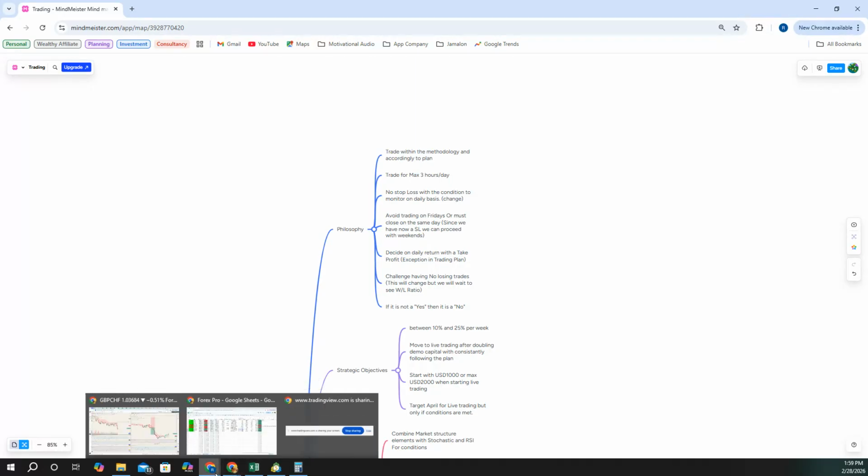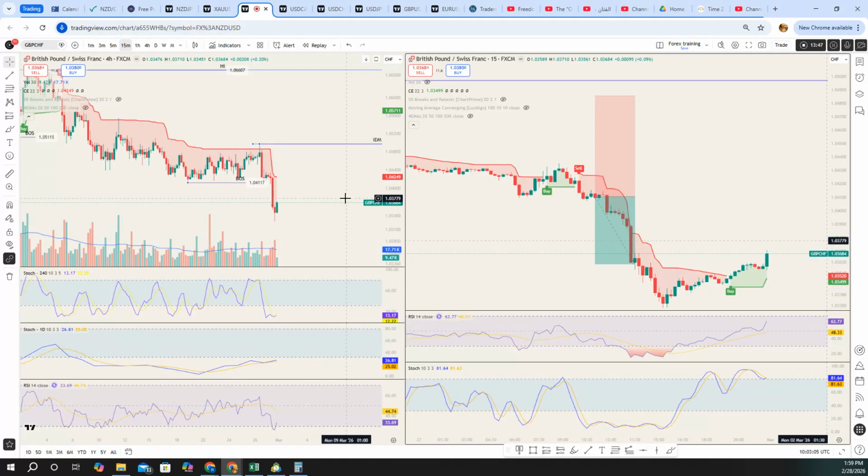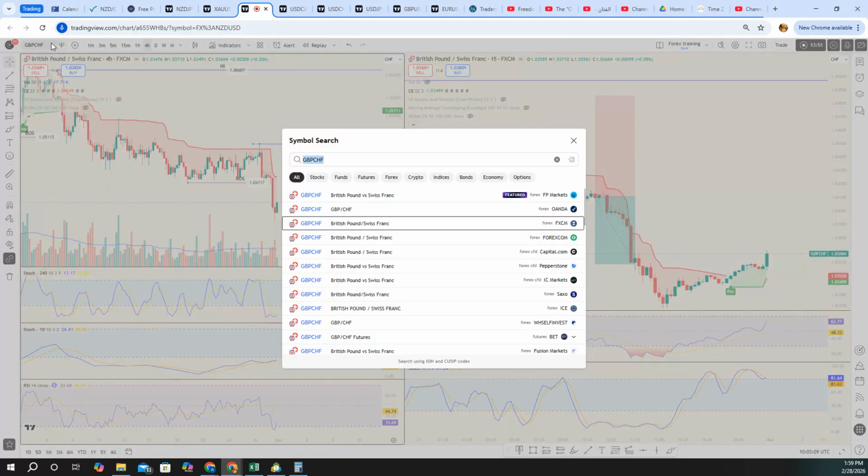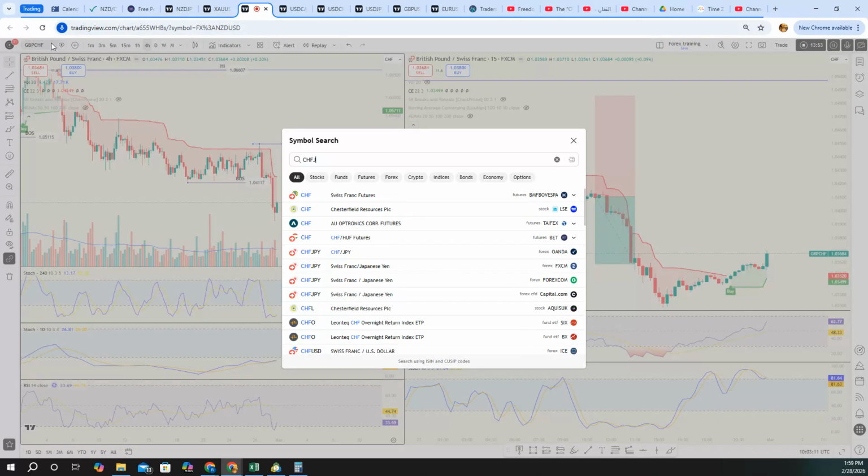And there is something that, for example, yesterday there was an opportunity on another pair. I had an alarm set on another pair, and I think it was the CHF JPY.